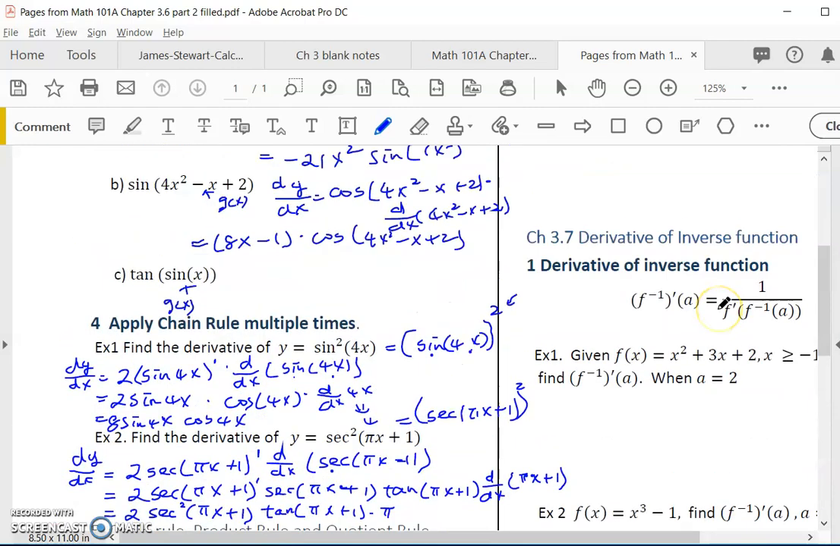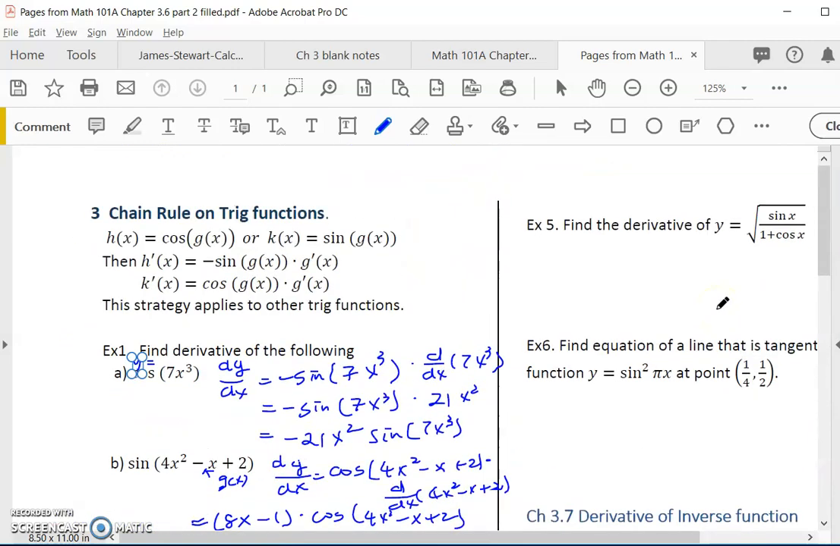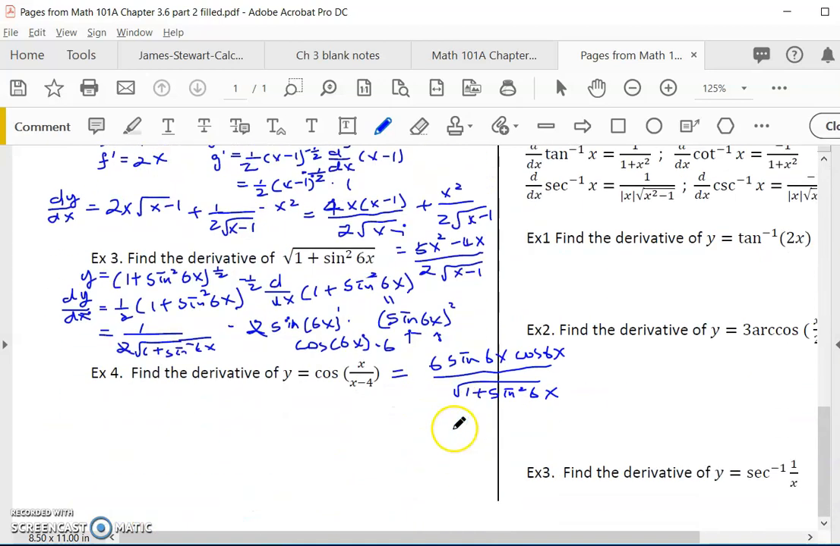Do I have one more example to do? Yeah, maybe I'll do this example and then we'll do the 5 in class. It's very long. So find the derivative of cosine x over x minus 4.